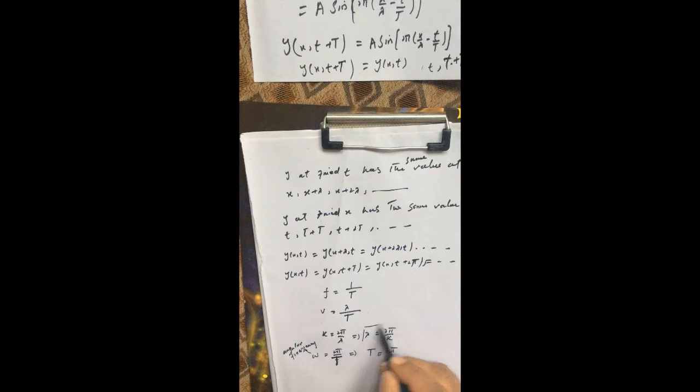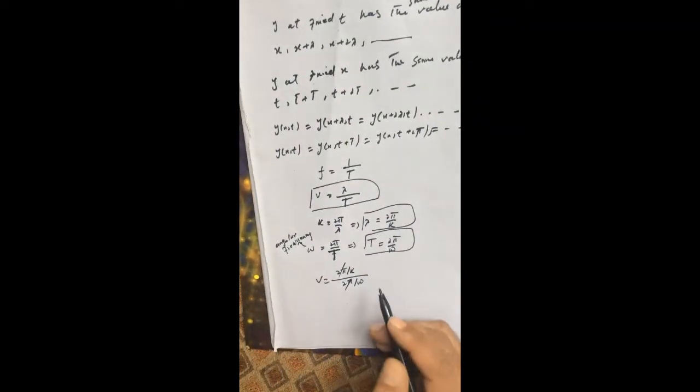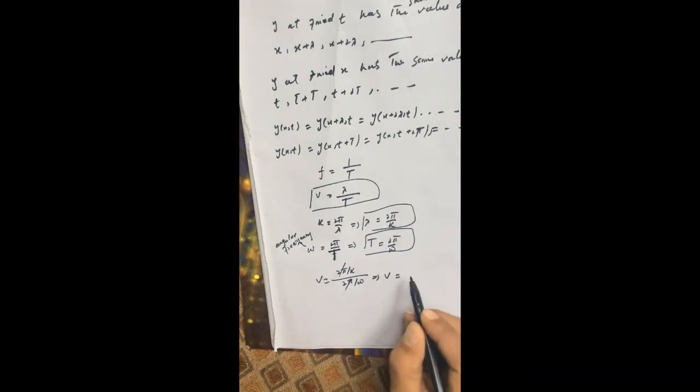Now putting these two values in this equation, we get v is equal to (2 pi over k) over (2 pi over omega). Now 2 pi cancels with 2 pi, so we are left with v is equal to omega over k. This is one expression for the velocity.